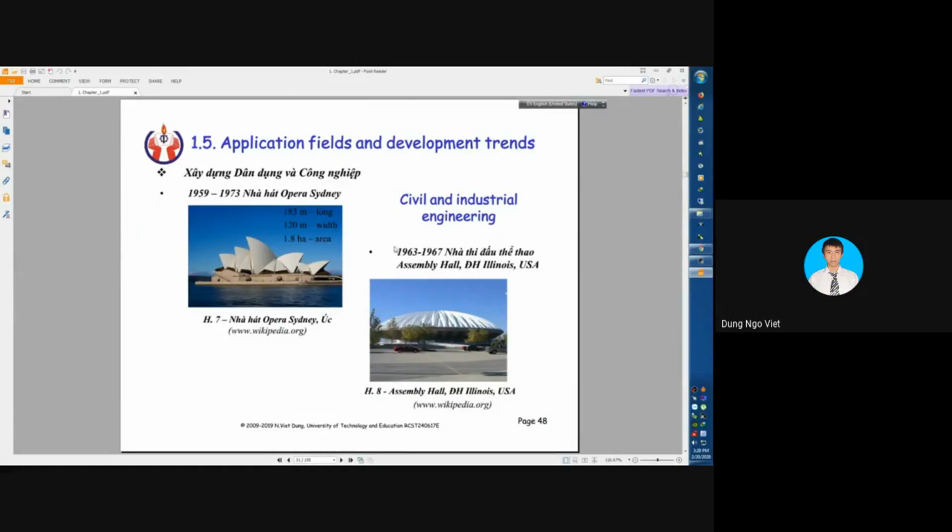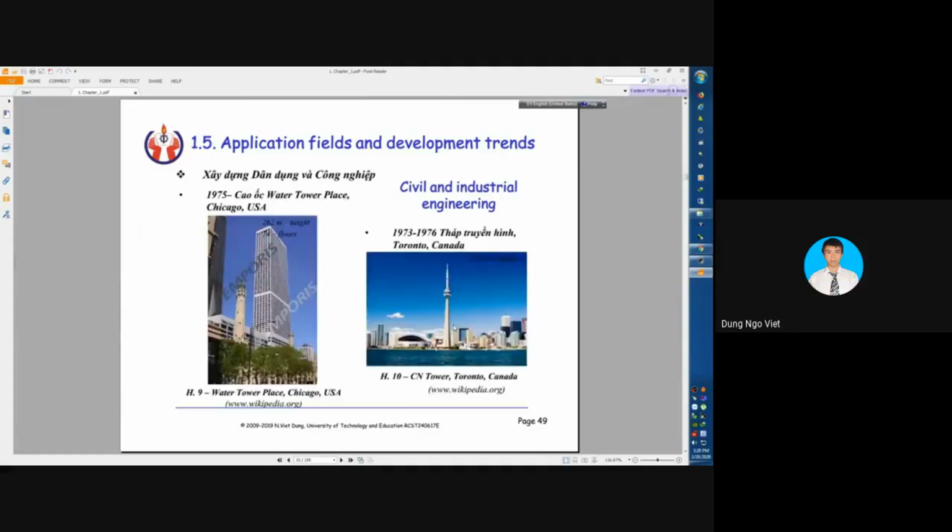And the assembly hall of the Illinois University in the United States is also constructed by reinforced concrete. And here's the example for high-rise building, Water Tower Place in Chicago, USA. And this building had the height 262 meters with the 74 stories.